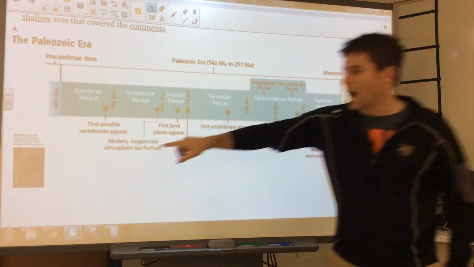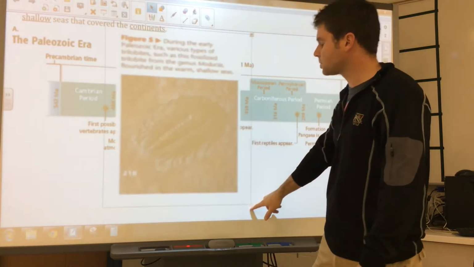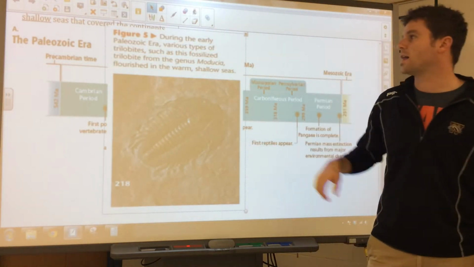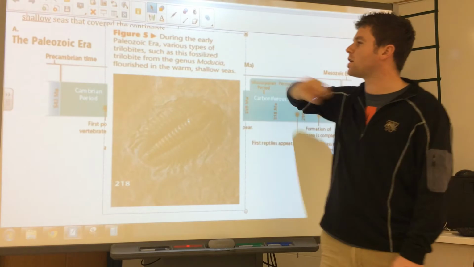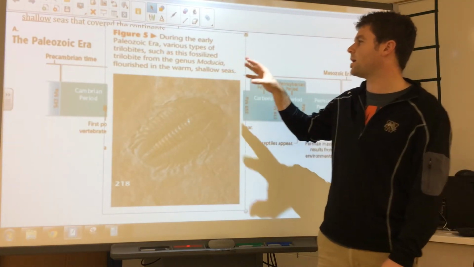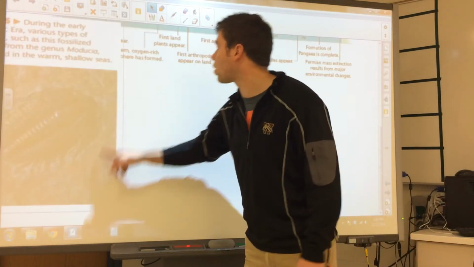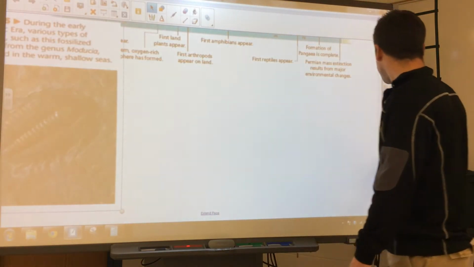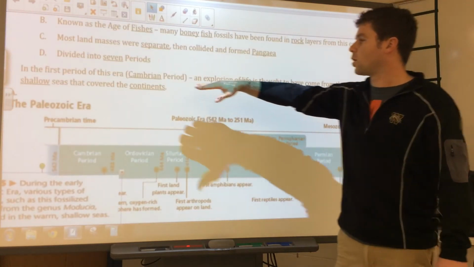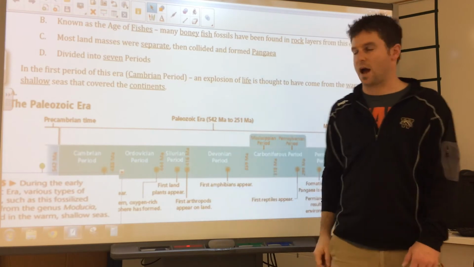Okay? Trilobites, which is an index fossil, existed during this time. Okay, so that's a picture of a trilobite during the early Paleozoic era. Various types of trilobites, such as this fossilized trilobite, flourished in these shallow seas, right? So this was one organism that early in the Cambrian period thrived because of the shallow seas on the continents.